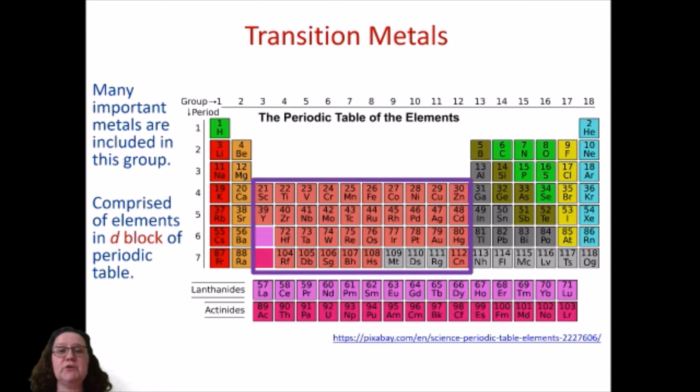This is an image of the periodic table to help us locate the transition metals. We are looking at the d block, so this section of the periodic table, and many important metals are included in this group, and we will be discussing quite a few of them over the next few slides.